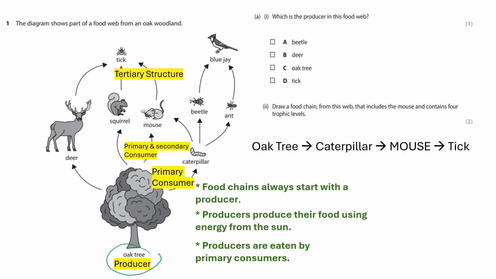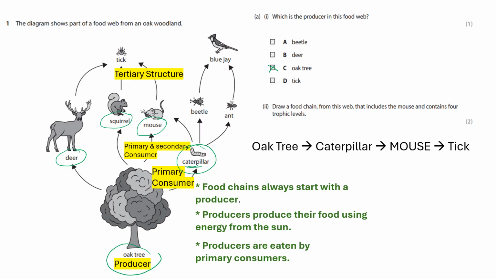Producers are eaten by primary consumers. The deer is considered a primary consumer. The squirrel is considered a primary consumer. The mouse is considered both primary and secondary when taking part the caterpillar's role. So which is the producer in this food web? It is going to be our oak tree.